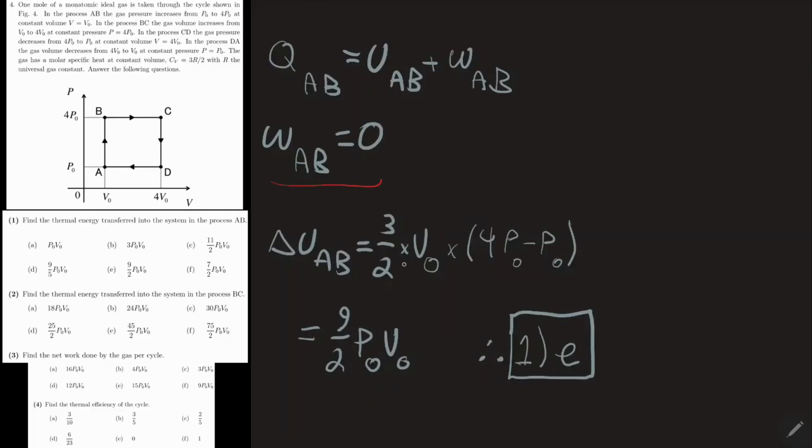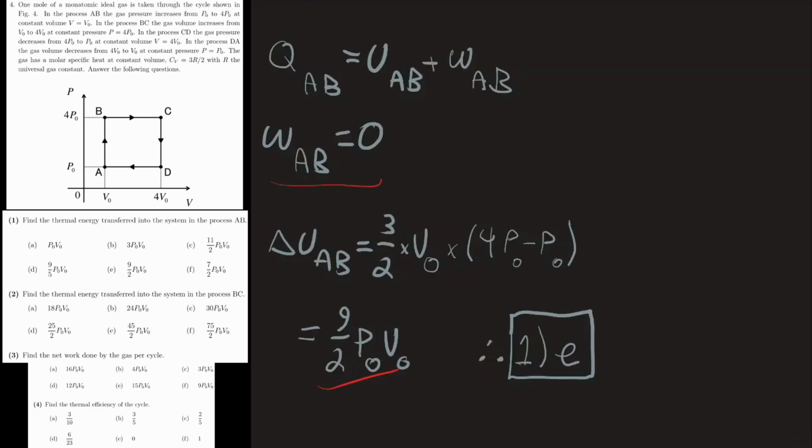So it's 3 over 2 times the volume, which is V sub O, and for process AB, the volume is of course constant, times the change in pressure, which is 4 times P sub O minus P sub O. And then you simplify, and you get that it equals 9 over 2 times P sub O times V sub O, which is option E.